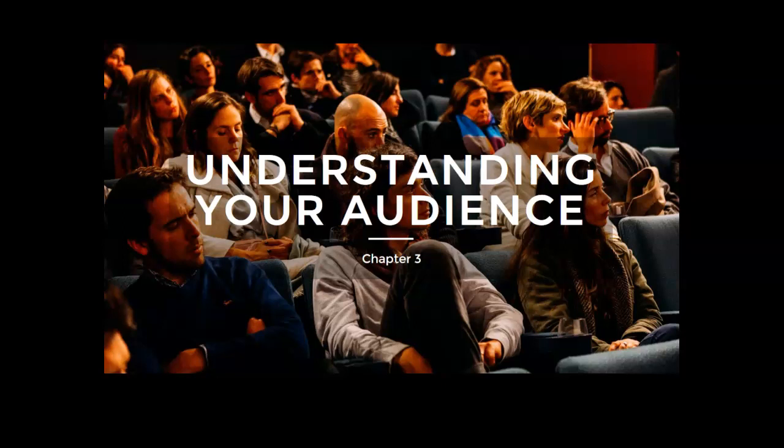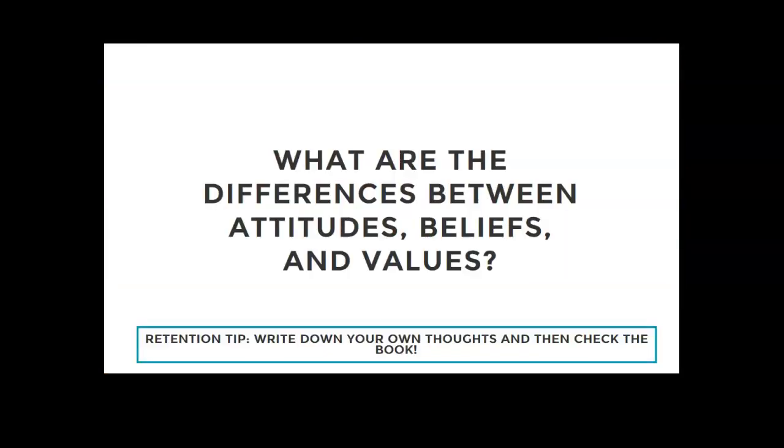Understanding your audience. This is one of the most critical parts of becoming an effective communicator. You have to understand the people who are going to get your communication. So one of the first things that I want you to think about are some of the differences between attitudes, beliefs, and values.